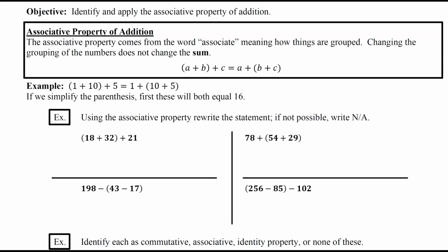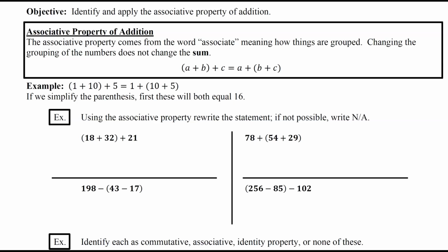The next property that we have is the associative property of addition. Now, the associative property comes from the word associate, meaning how things are grouped. Like if you have ever heard the phrase on an investigation show, "last known associates," like his last known associates were blah blah blah. It means the people that you group yourself with, right? So this property is about grouping items and changing the way that we group them.